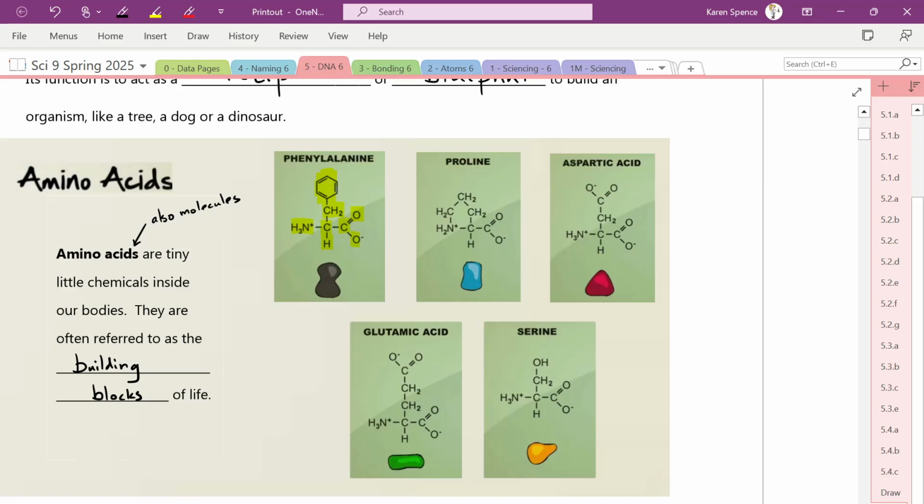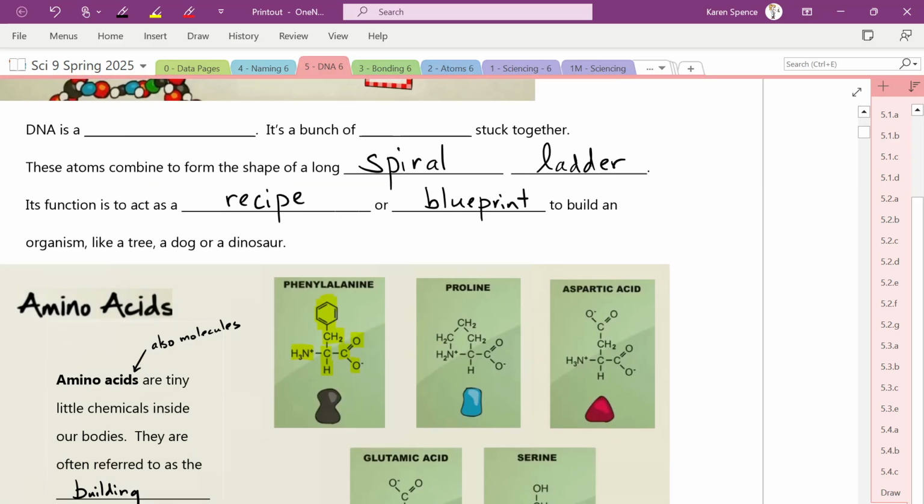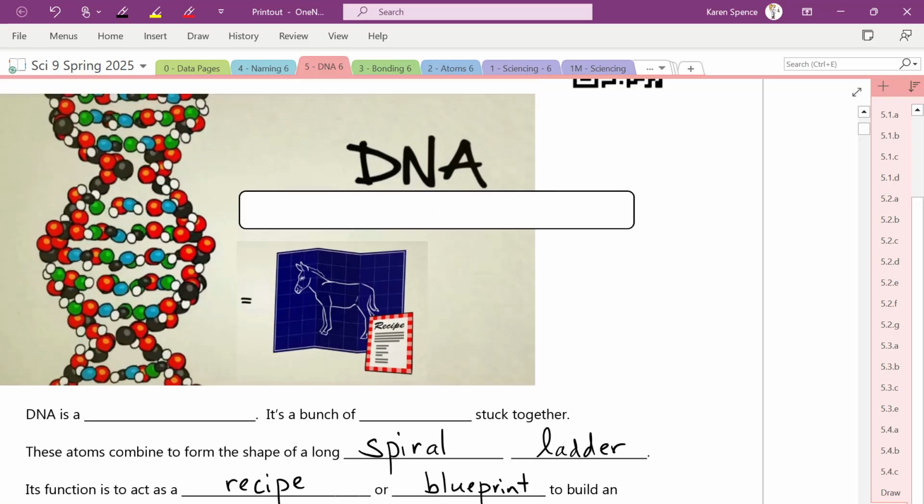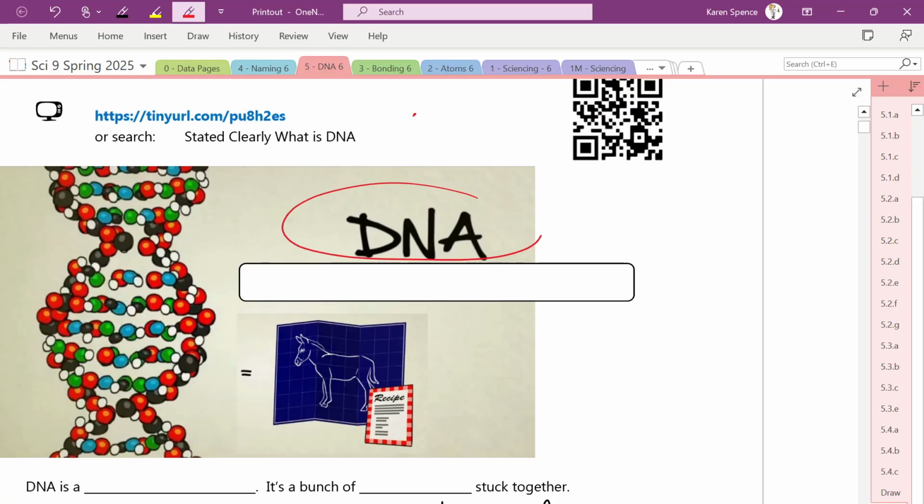Okay, back on the first page, we already know amino acids. DNA, you need to know DNA.